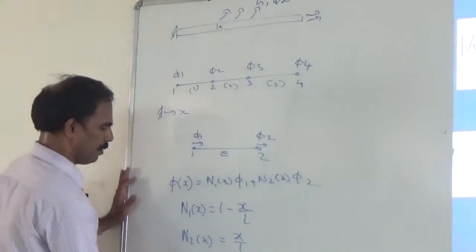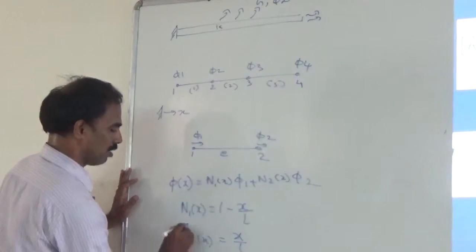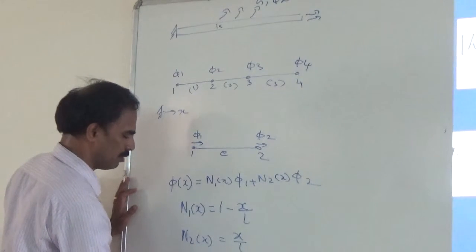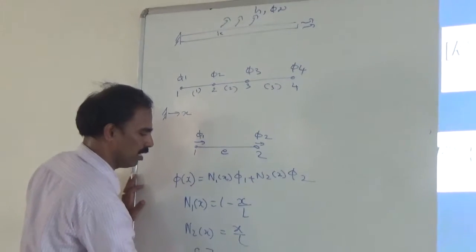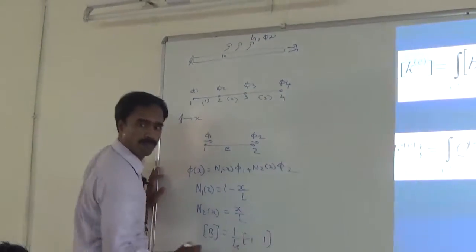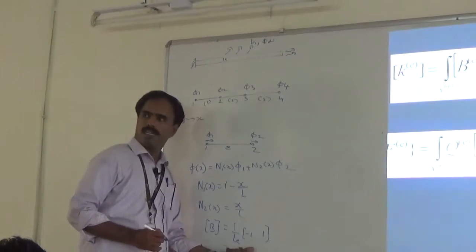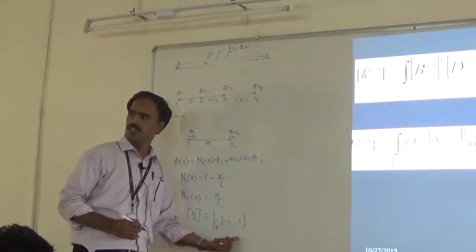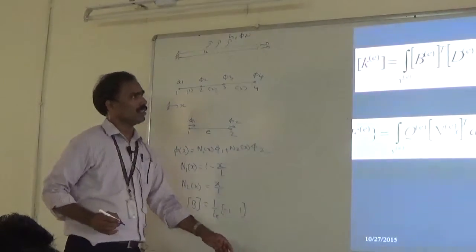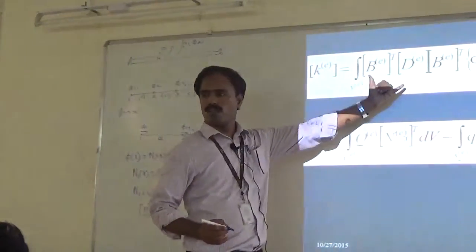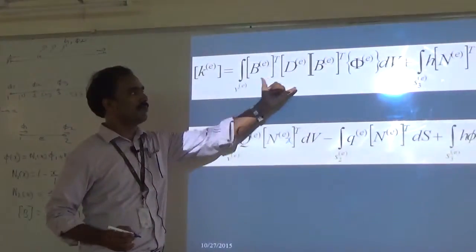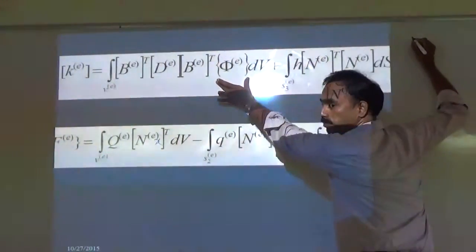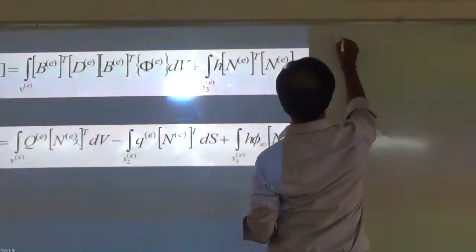Now what is the corresponding B matrix for a one-dimensional rod element? You just recall that in structural, we developed this B matrix: 1 by LE times minus 1, 1. So what is the content of the B matrix? The content of the B matrix is the differential coefficients of the shape functions, which we already established. Now let's apply this. We take the first term in the K matrix. What is the first term in the K matrix? This is the conduction term.